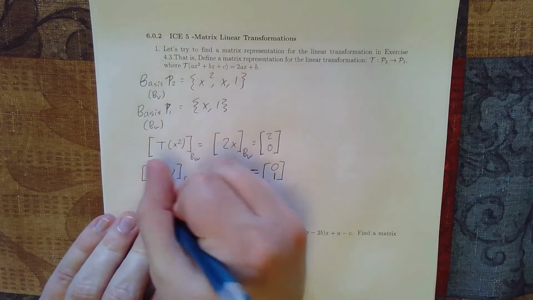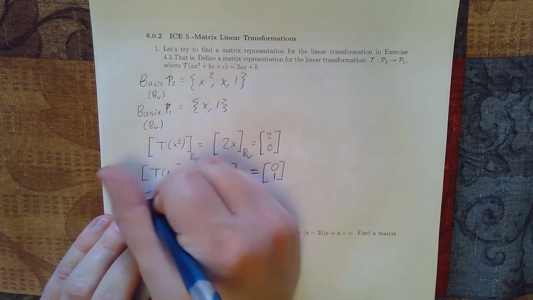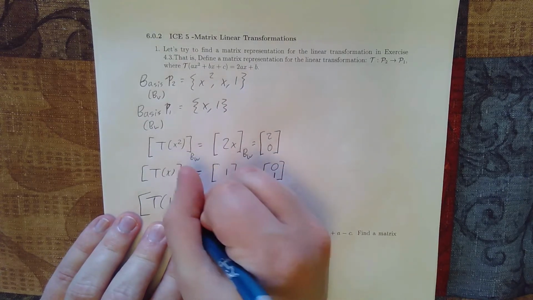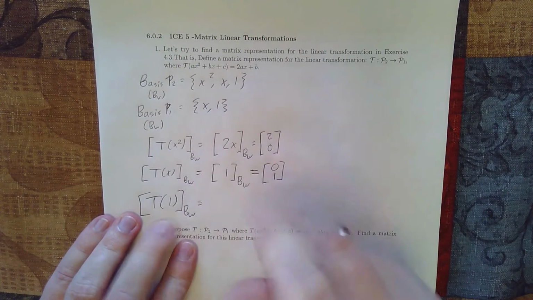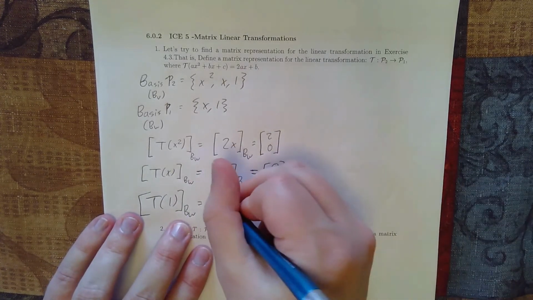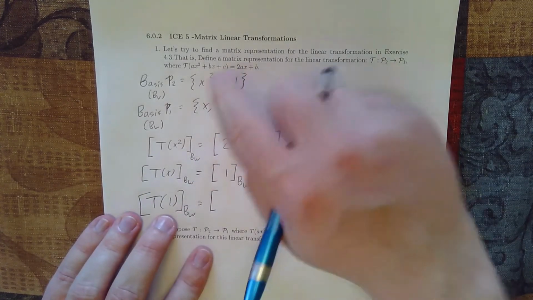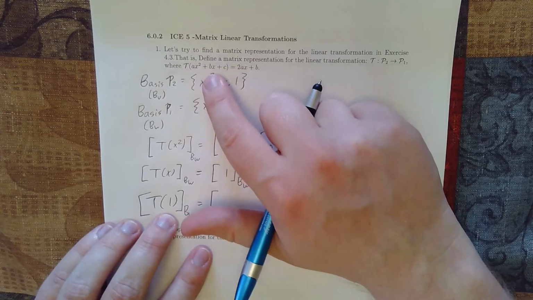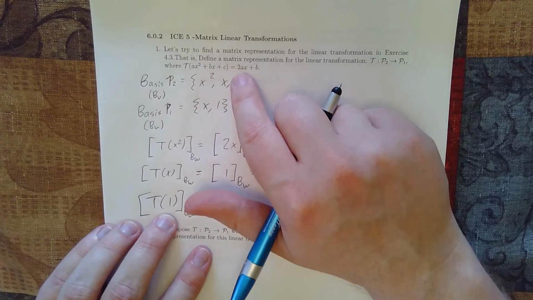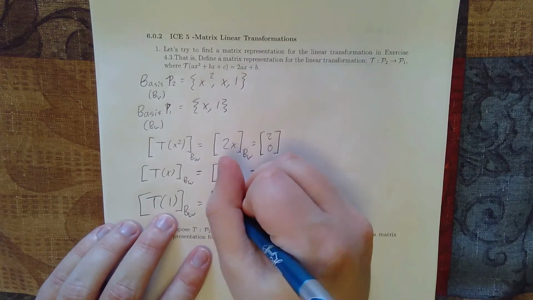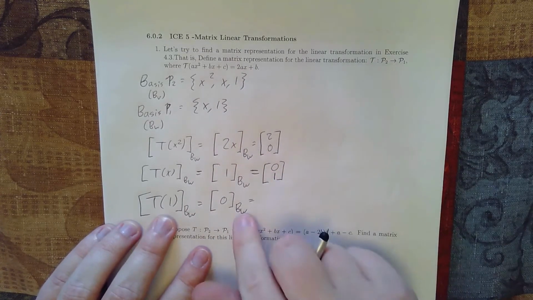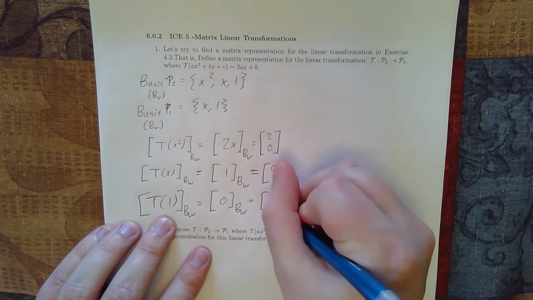And last but not least, we need to transform our last basis element from our domain, 1, and then write it as a coordinate vector with respect to this basis. So if we transform 1, comparing 1 to ax squared plus bx plus c lets us know that a is 0, b is 0, and c is 1. And so we just get 0 as an output. So we write 0 as a coordinate vector with respect to this basis, and we get 0, 0.